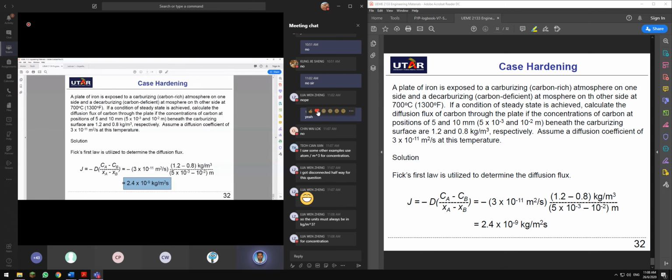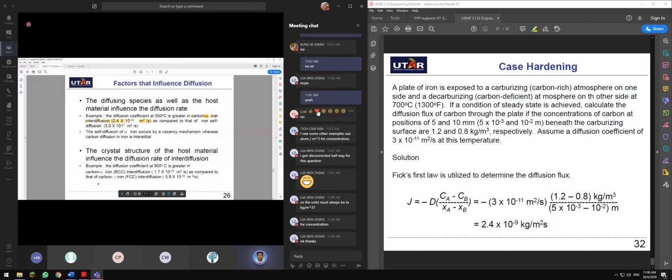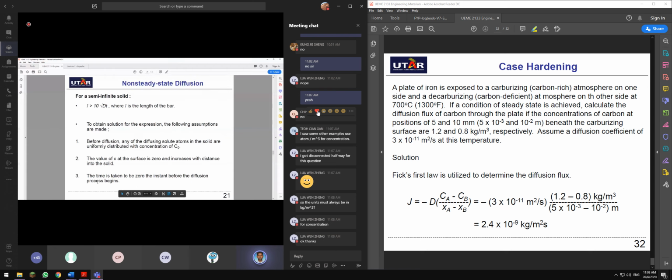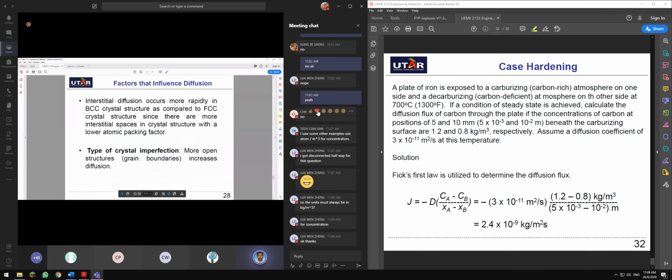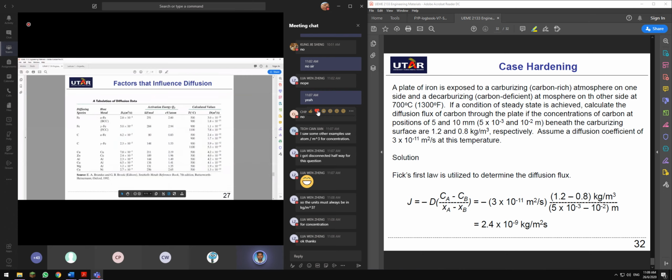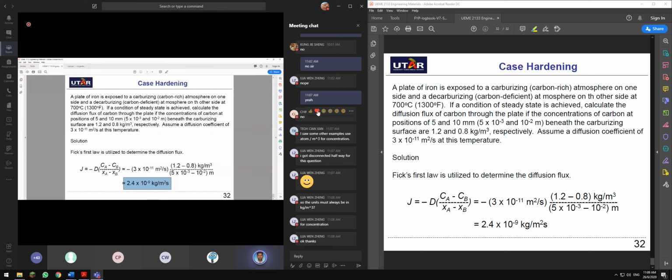Because if you look at the flux, yes, concentration must be in kilogram per meter cube.